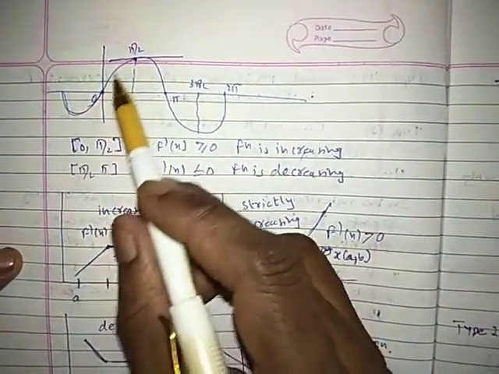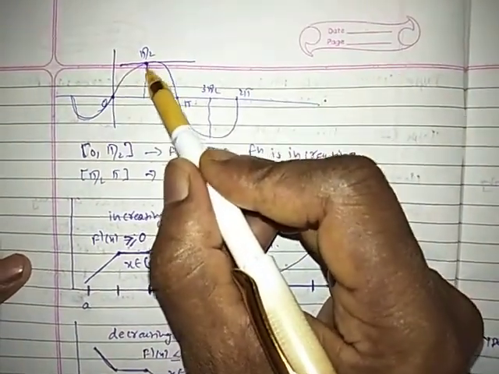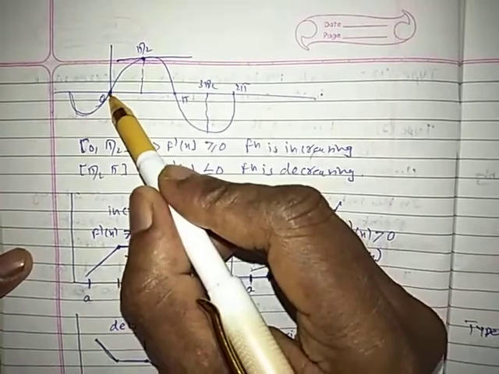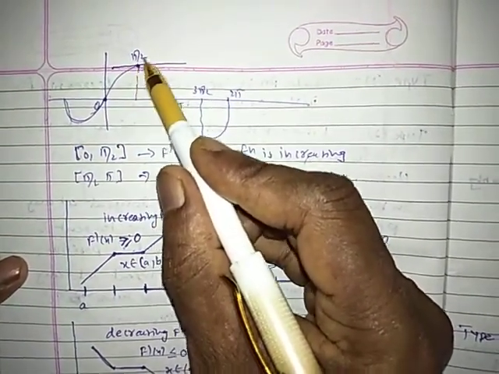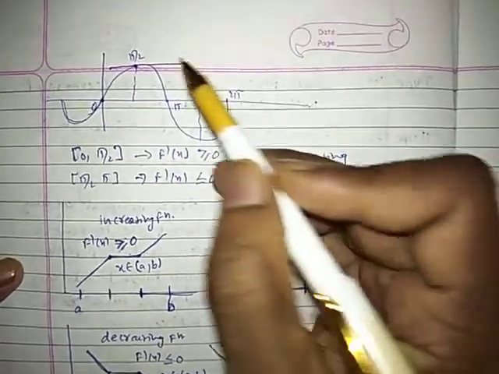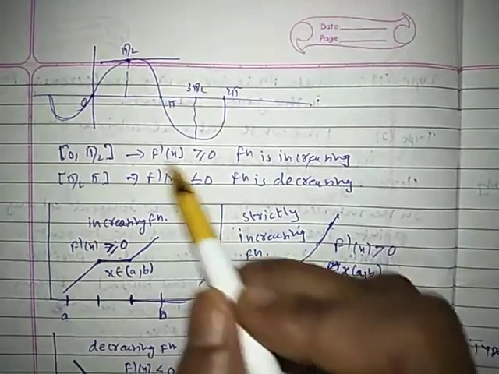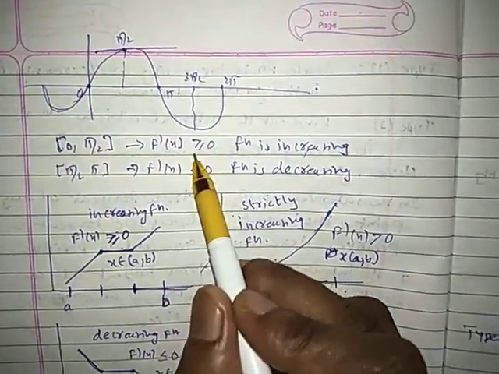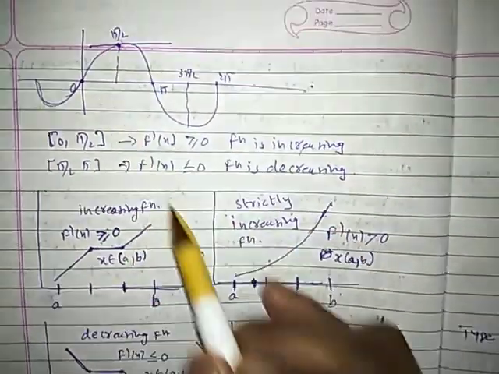If we talk about the closed interval 0 to pi by 2, f dash of x will be greater than or equal to 0, because it is a closed interval. If we talk about the open interval 0 to pi by 2, then it is a strictly increasing function. Got it? In the closed interval 0 to pi by 2, the function is greater than or equal to, because at this point it is equal to 0.